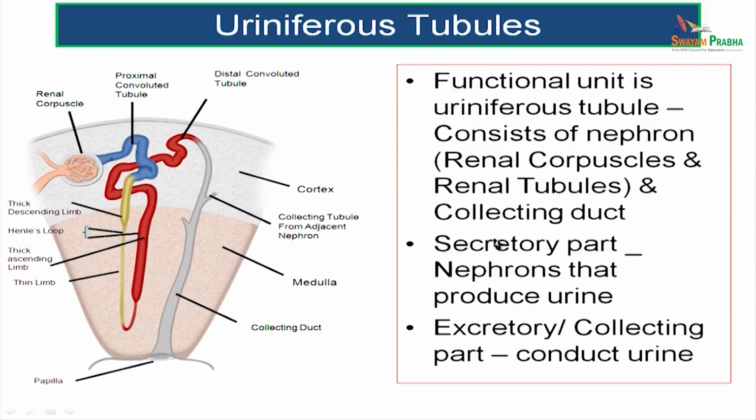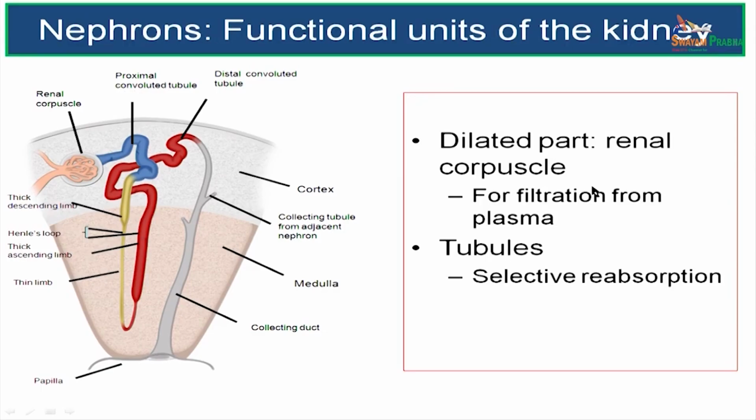Again, the uriniferous tubules can be divided into two parts, a secretory part and a collecting part. Excretory or secretory part is the nephron that produces urine. Excretory or collecting part is the collecting duct which is going to conduct urine. Let us look at some of the details of the uriniferous tubule.